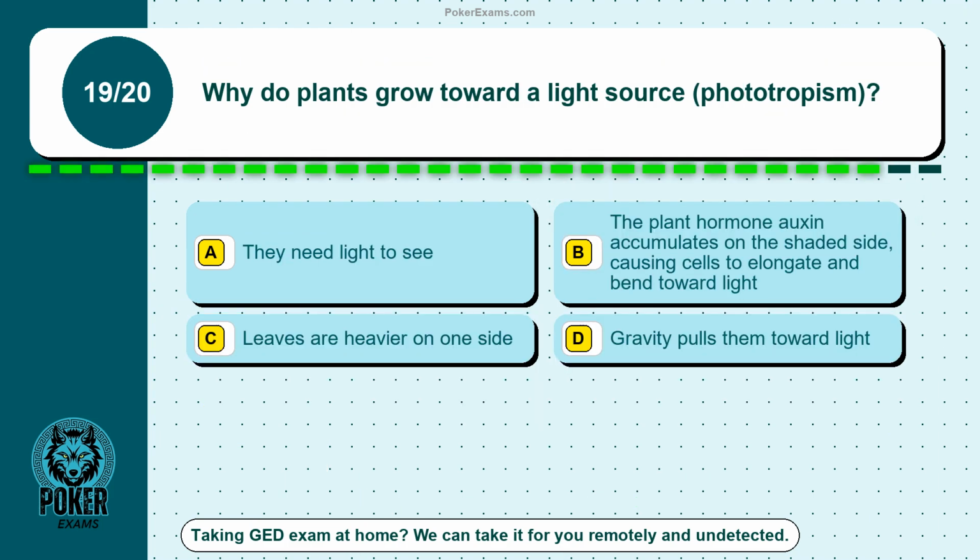Question 19. Why do plants grow toward a light source, phototropism? Option A. They need light to see. Option B. The plant hormone auxin accumulates on the shaded side, causing cells to elongate and bend toward light. Option C. Leaves are heavier on one side. Option D. Gravity pulls them toward light.